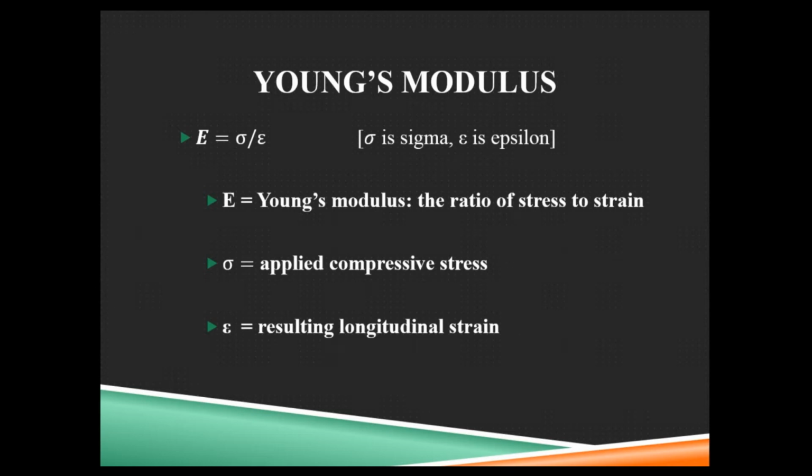Now, epsilon, the little curly rounded E, is the resulting longitudinal strain. So this is in one direction. It's just longitudinal. It's rather important. Again, think of the rubber band. You're pulling in one direction, it's changing in one direction.